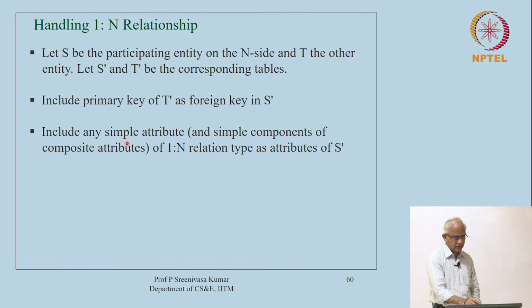Then include any simple attributes, or simple components of the composite attributes, of the relationship itself as attributes of S prime. So, basically we augment the schema for S prime, which is the table corresponding to the N side entity. Again, this will become clear if we show an example.